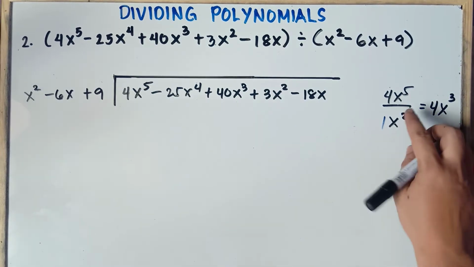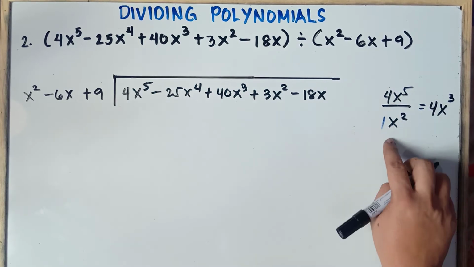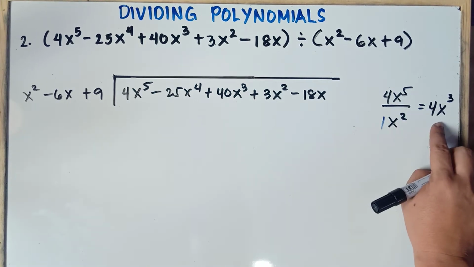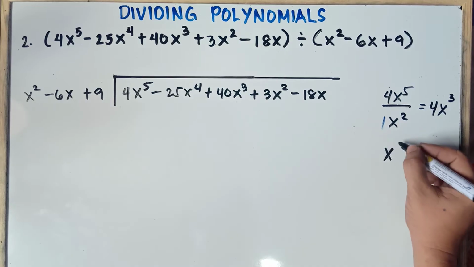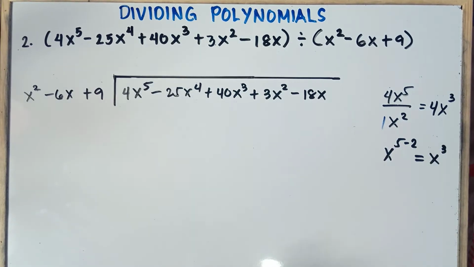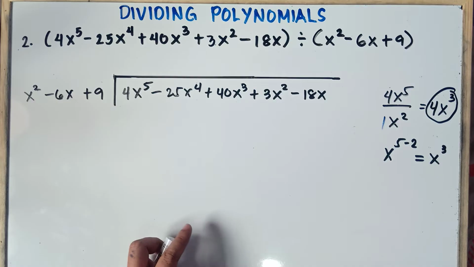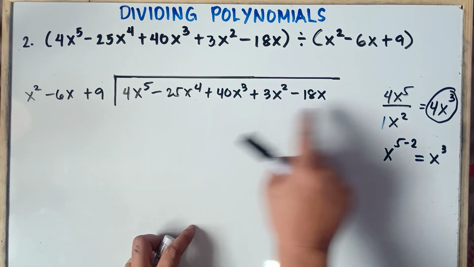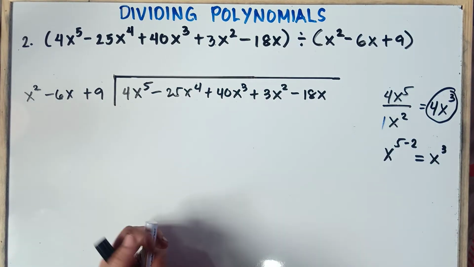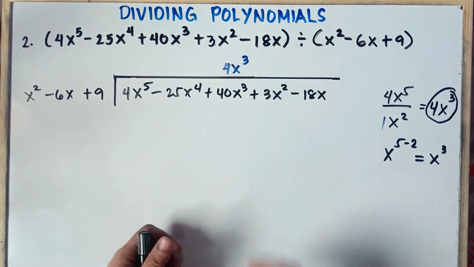So once again class, if you're dividing literal coefficients, algebraic expressions, simply copy the base, copy x, then you subtract the exponent. That's x raised to the power 5 minus 2, and that would be x raised to the power of 3, x cubed. Alright, so our answer is 4x cubed. Now your answer, class, you align it on x cubed. So 4x cubed, you align your answer here.